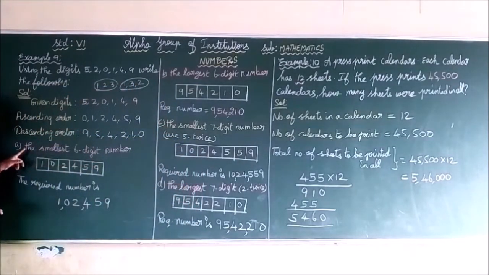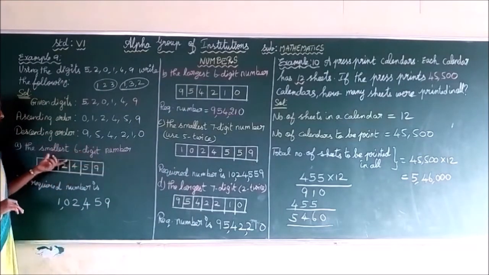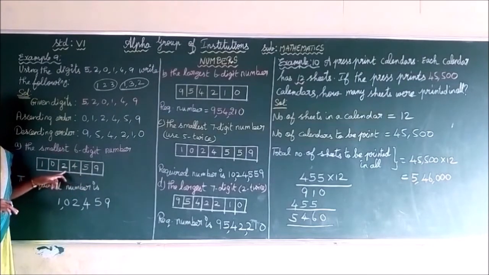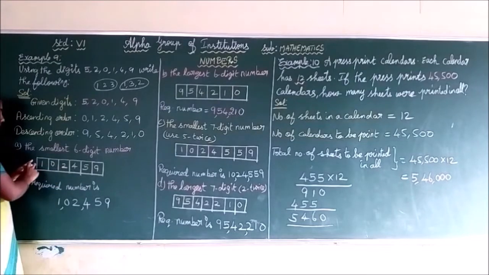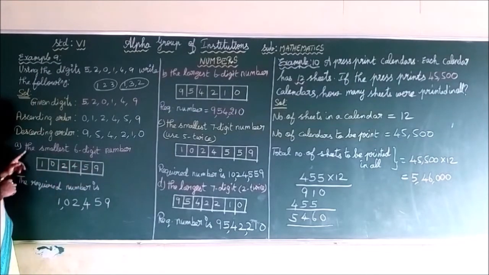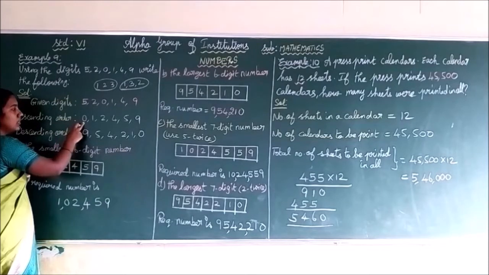First, we are going to form the smallest 6-digit number. Okay. For your clear understanding, I am using these boxes. You can also use this box, children, to do the sum. Make a box which has 6 divisions. Now we are going to form the smallest 6-digit number.